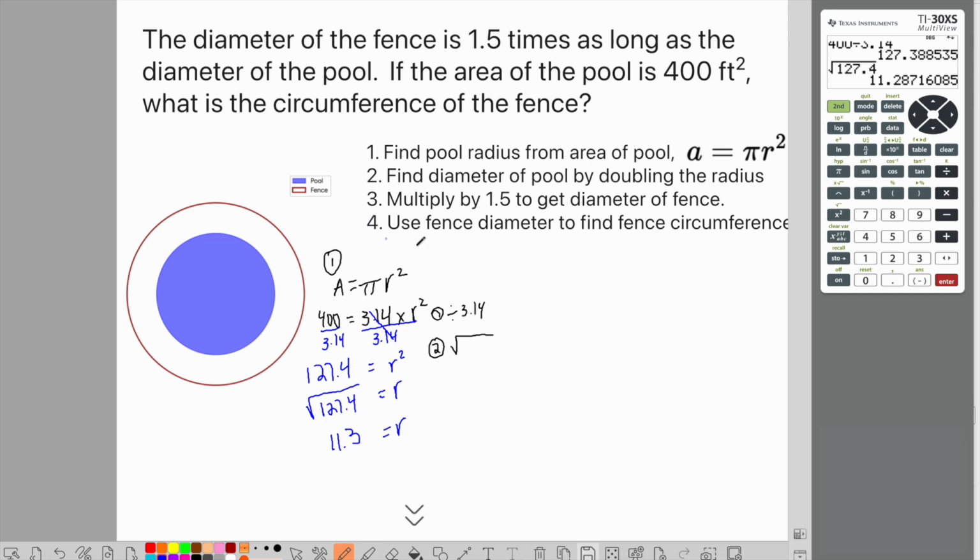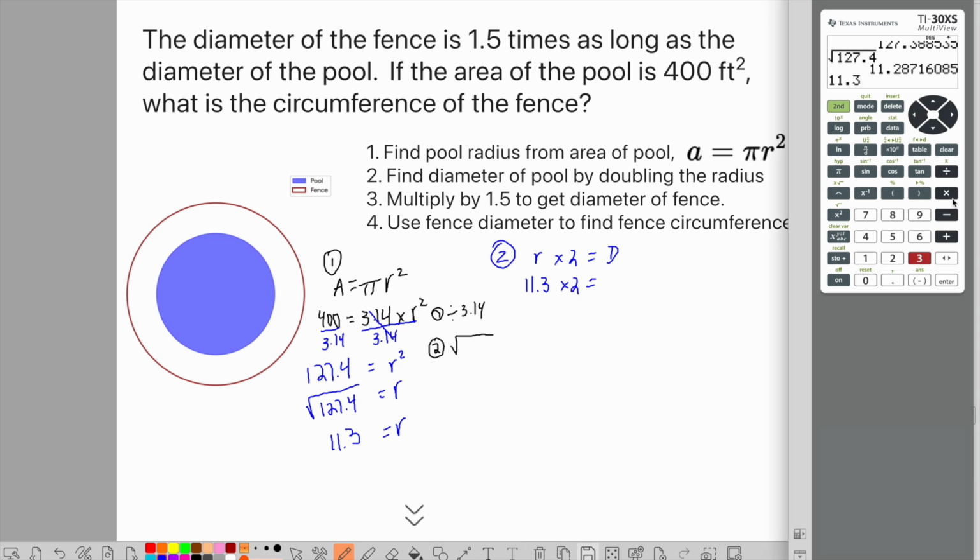So that's step one. Now step two is to find the diameter. So the radius times 2 equals the diameter. So what we're going to do is 11.3 times 2 equals, let's just take 11.3 over here in the calculator. You might be able to do this in your head. If so, that's great. This is 22.6. Now that's equal to the diameter.